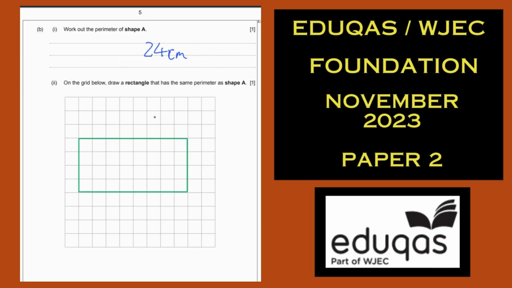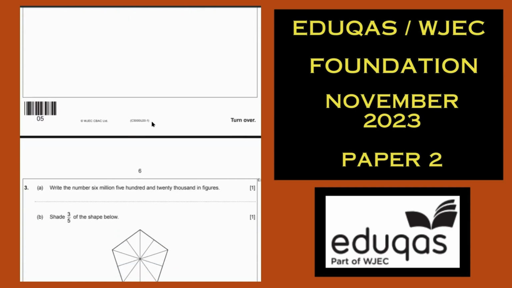On the grid, draw a rectangle with the same perimeter. I've drawn an 8 by 4, because if you do 8 plus 8 plus 4 plus 4, you get 24. So unlike Part A, there's multiple answers for this, as long as your pairs of sides add up to 12. So obviously 10 and 2 would have worked, and so on. As long as they add up to 12, where you double it to get the 24.